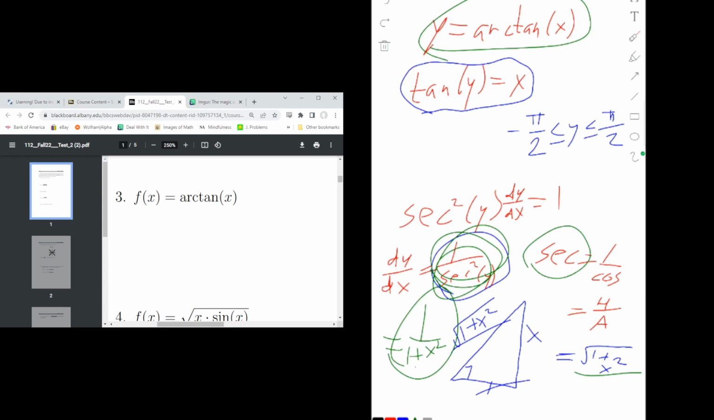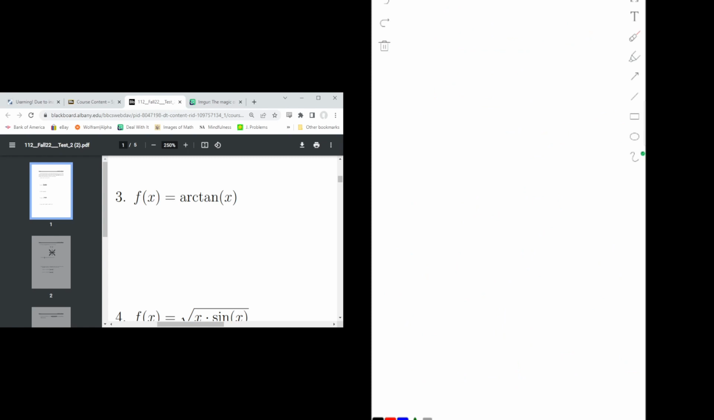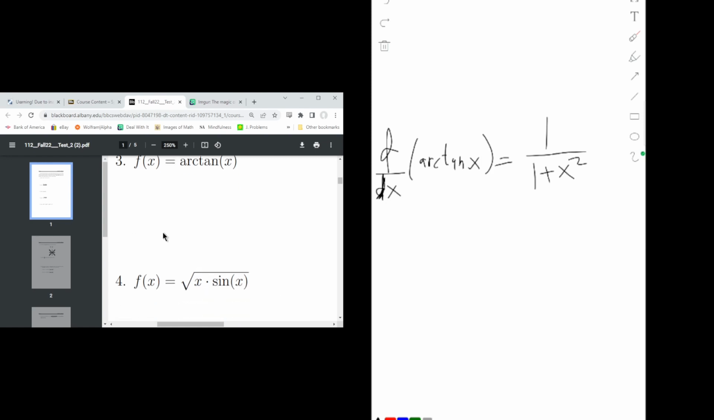Again, just summarizing everything here. d dx of arctan is 1 over 1 plus x squared, which is something that you can figure out with implicit differentiation and just some know-how about triangles. Okay? Number 4, you would use the chain rule and the product rule.